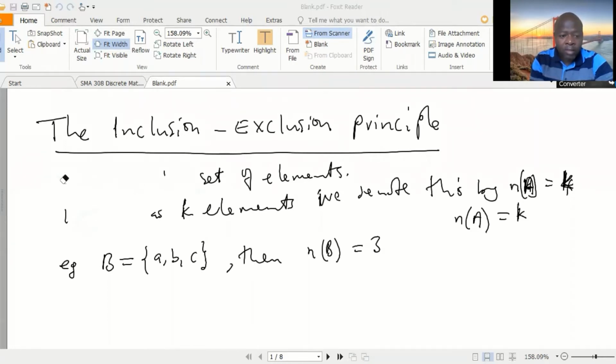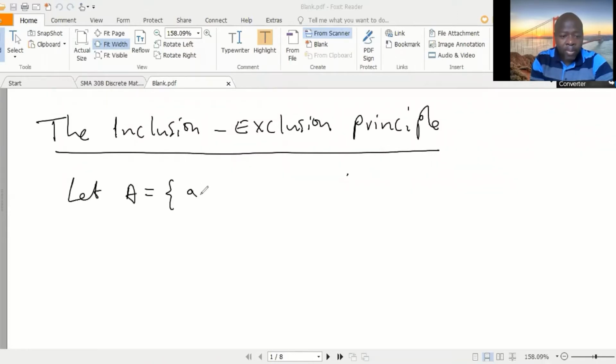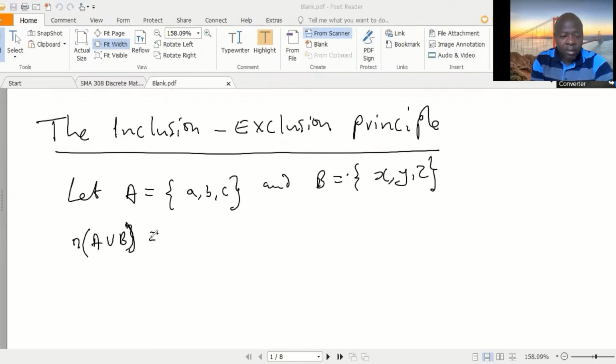Let me look at some set A and some set B. So suppose that I have set A with the elements A, B, C, and I have some set B with the elements X, Y, Z. Then how many elements are in the union of A and B?